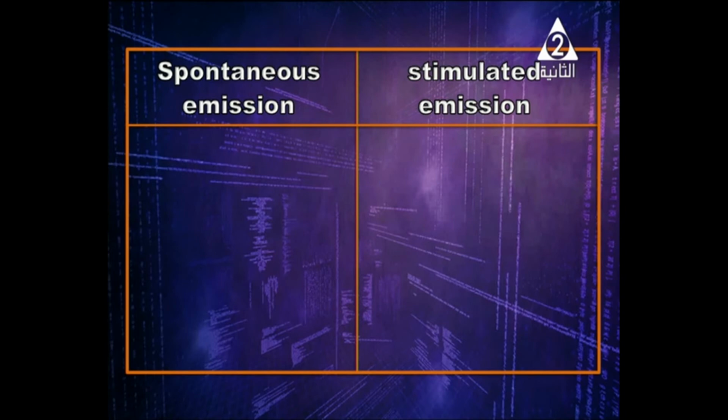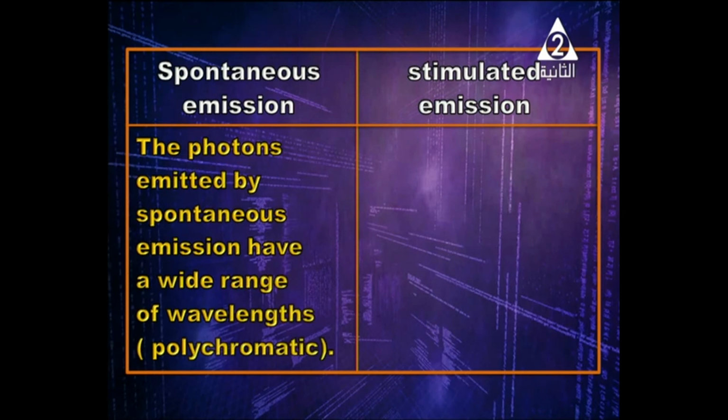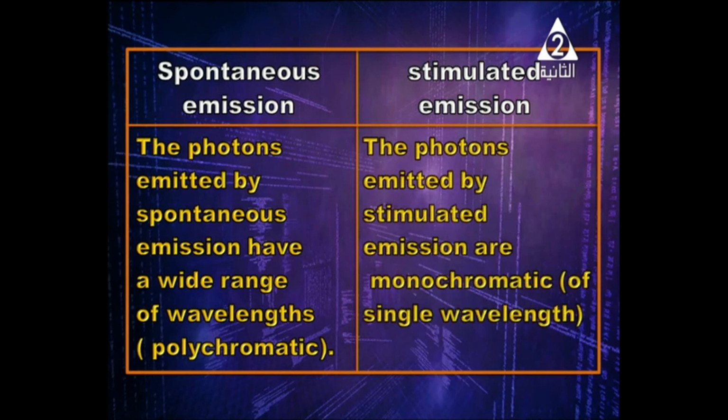And now talking about the differences between spontaneous and stimulated emission. Photons emitted by spontaneous emission have a wide range of wavelengths, so we call it polychromatic. Photons emitted by stimulated emission are monochromatic. They are of just one wavelength, of single wavelength.